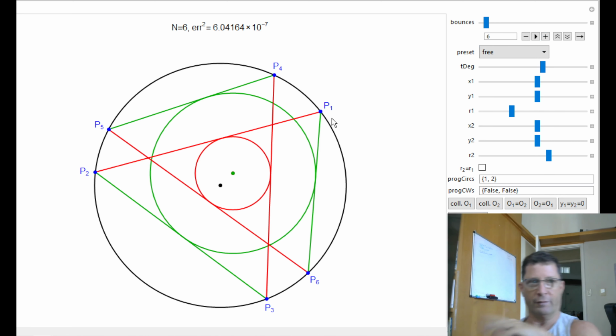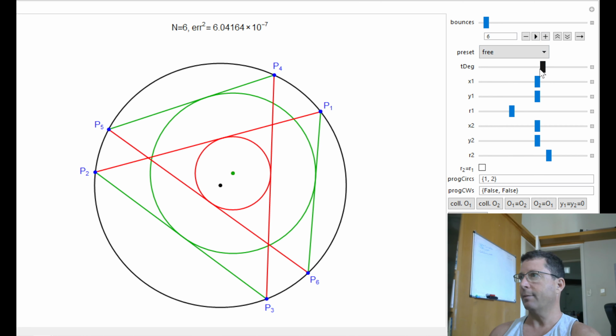I found this configuration manually in such a way that after 6 iterations, I approximately go back to P1. You can see here that the Euclidean distance squared is something like 6 times 10 to the minus 7. So it's pretty small, meaning that if I took the square root of this, it would be like 1,000th of unity, and unity refers to the circumradius, the radius of the black circle.